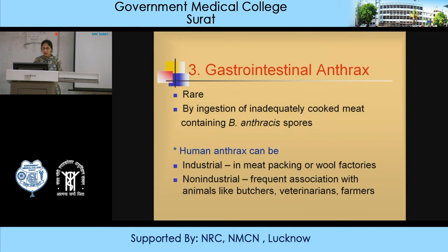Human anthrax can be industrial or non-industrial. This is another classification according to exposure to the bacteria. Industrial is in meat packing or wool factories, and non-industrial is frequent association with animals, like butchers, veterinarians and farmers.